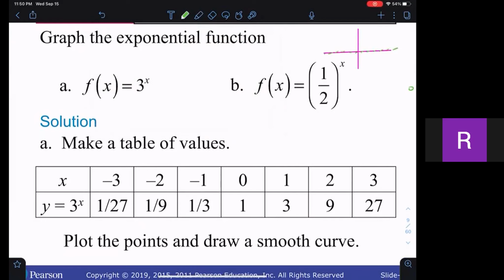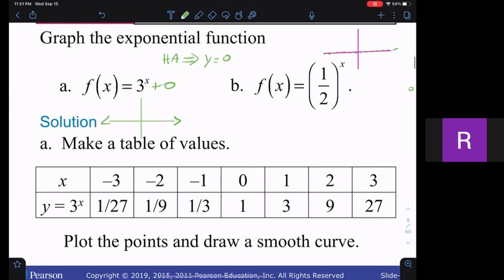So since there's no number next to that, that's assumed to be plus 0. So in this case, the horizontal asymptote implies that y equals 0, right? And then if you want to graph it quickly, if you don't have too much time because you're taking a test or whatever, depending on how detailed they want the answer, you just put in numbers that are easy to plug in. So for example, you have the function 3 to the x. So pick 0, because you know that any number to the 0 is always 1. So 3 to the 0 is just 1.